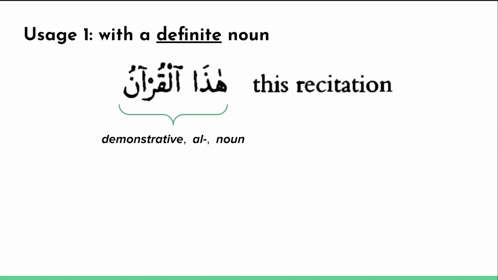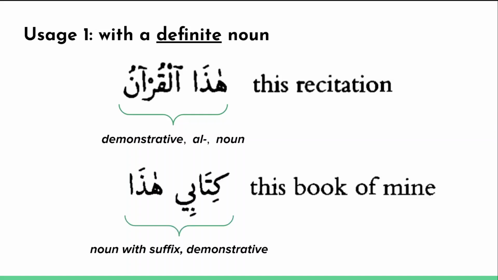Alright, so we'll summarize the two ways that we can use demonstrative pronouns. I just want you to understand the difference very clearly, so I'll put them here. The first way is هذا القرآن, this recitation. You have demonstrative, you have al, you have noun. And by the way, I should mention that sometimes you can't put al because the word already has, for example, a suffix. So let's say the word is kitabi, my book, but you want to say something like this book of mine. You can't put al here because you can't have al and a noun with a suffix.